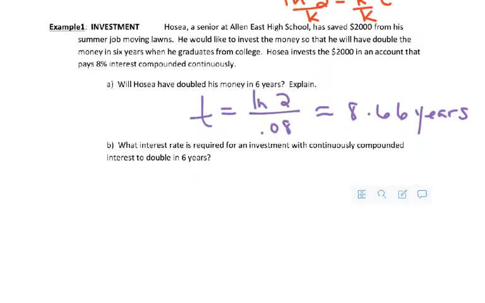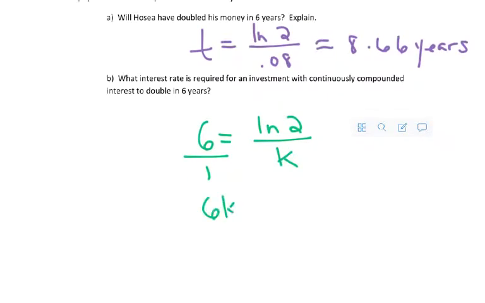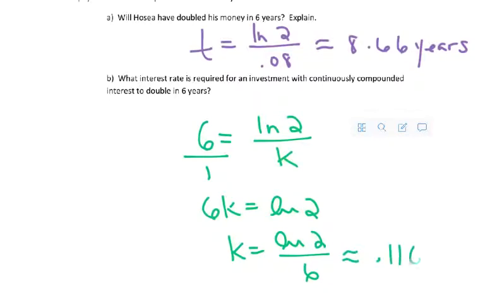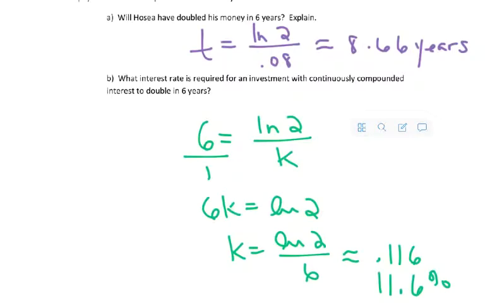In part B, it says what interest rate is required for an investment with continuously compounded interest to double in 6 years. So what if I do want it to double in 6 years, and I want to know what the interest rate is going to be? This time we're going to solve for k. Remember, this is just a proportion. So I'm going to get 6k is equal to the natural log of 2. So k is going to be the natural log of 2 divided by 6. And the natural log of 2 divided by 6 is going to be approximately 0.116, which is about 11.6% interest if he wants to double his money in 6 years.